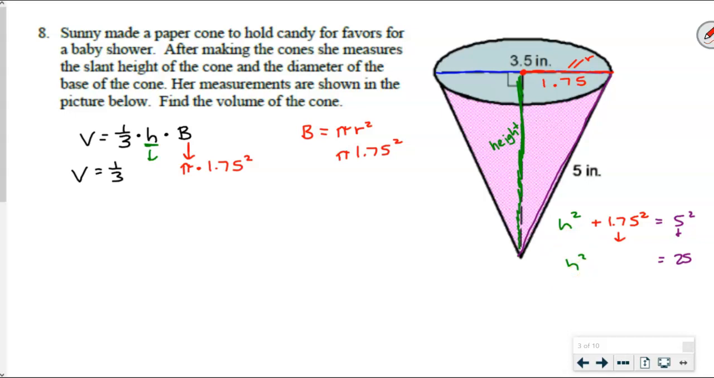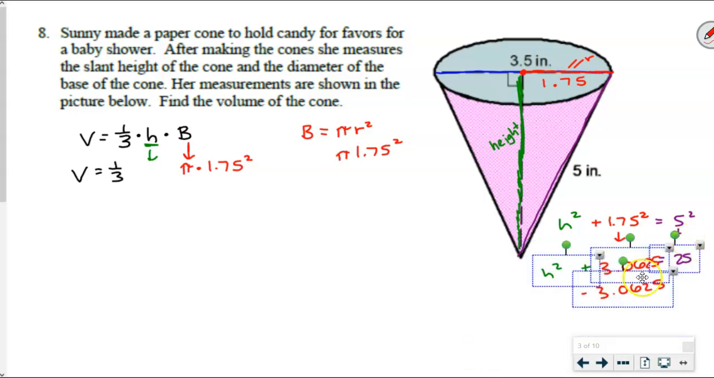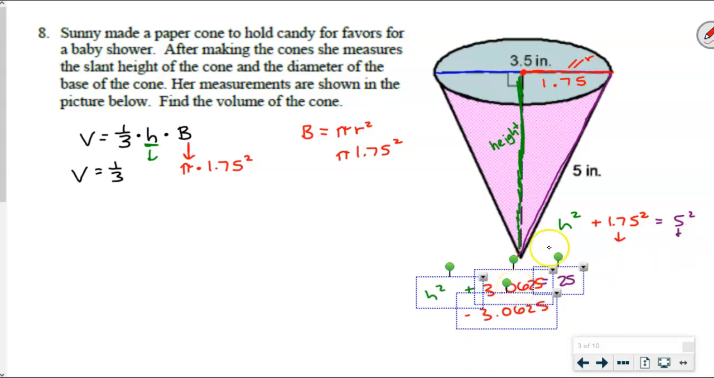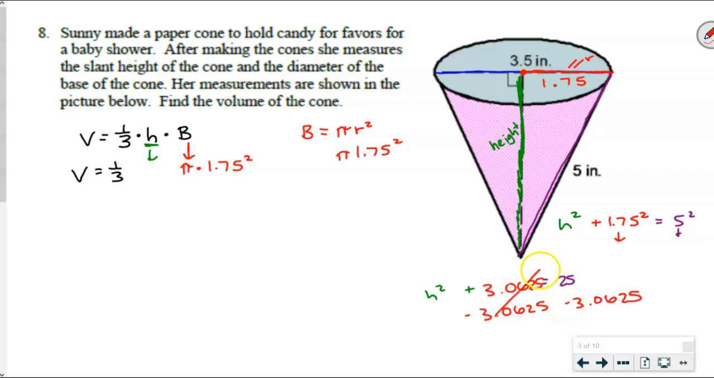Who has 1.75 squared? Thank you, Gavin. 3.06 exactly? Will you give me a few extra decimals on that one, actually? 3.0625. Thank you. Plus the height squared. Okay, we haven't solved problems like this today. We solved them last time. But do you see how we've got to get h squared by itself first by subtracting that? So let's subtract that 3.0625 from each side. Whatever I do to one side, I do it to the other side. So that has zeroed out.